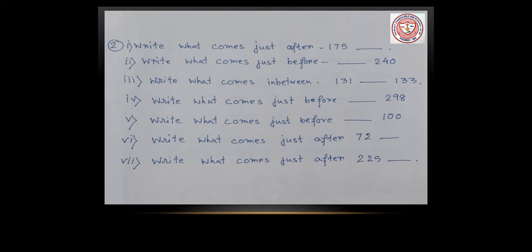Write what comes just after 175. Write what comes just before 240. Write what comes in between 131 and 133. Write what comes just before 298. Write what comes just before 100. Write what comes just after 72. Write what comes just after 225.